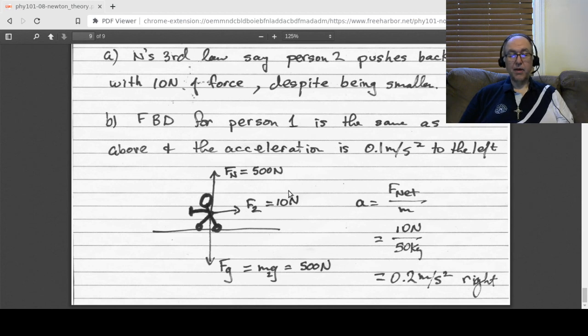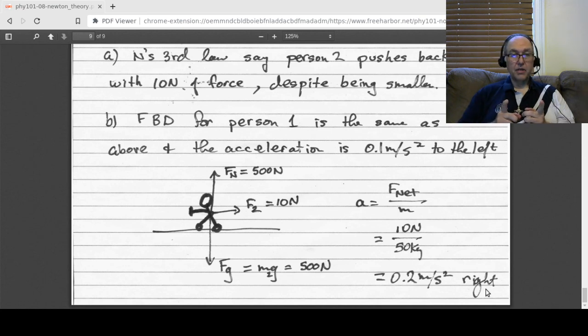Okay, as above. All right, but now what's the acceleration on person number 2? Well, let's use Newton's second law. A is equal to F net over m. F net is 10 newtons divided by 50 kilograms. 10 divided by 50 is 0.2 meters per second squared to the right.